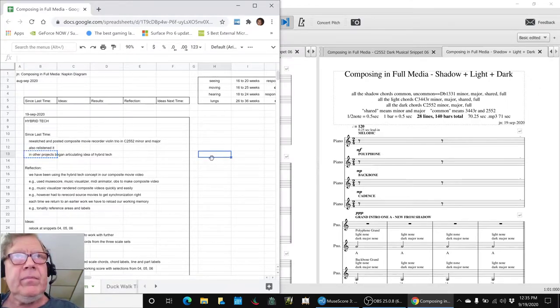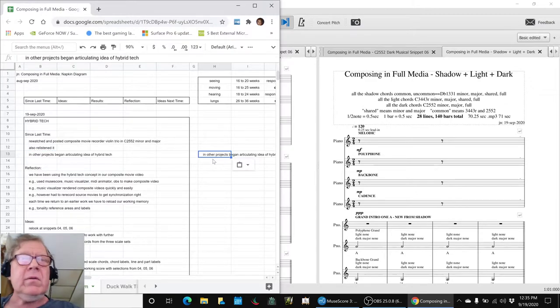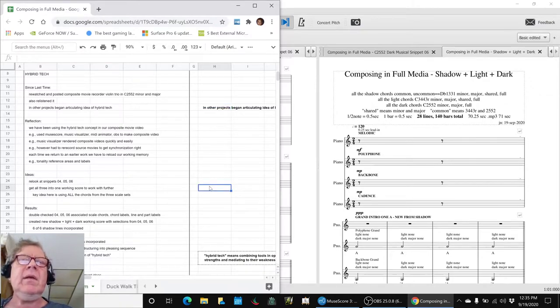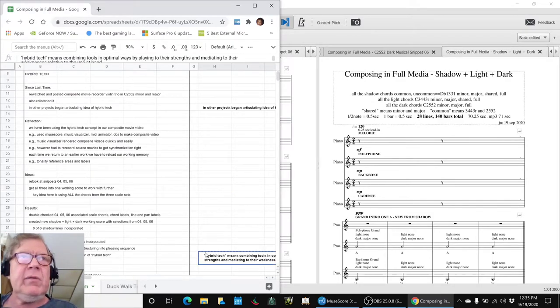So, as usual, our goal in composing here, our theme is everything is composition, and many times we have discovered that we get insights from working with the music composition that help us in our non-musical projects, and we get insights from our non-musical projects that help us with our musical projects. And hybrid tech, we realized, is something that we actually did when we did the composite video in the last 2 streams.